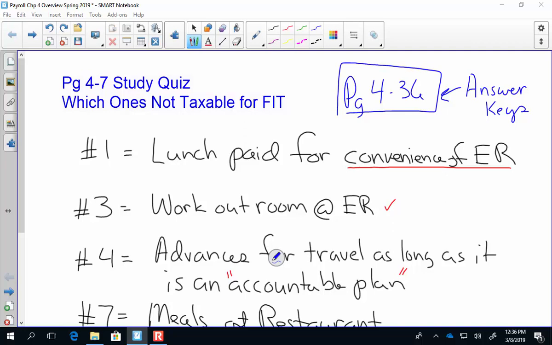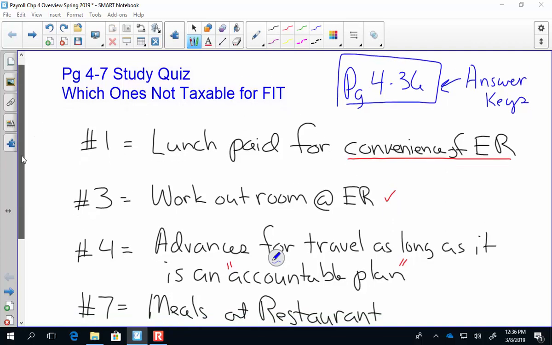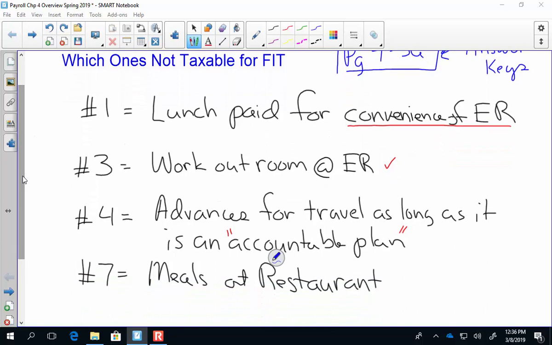Going forward here, I'll just have these for your notes. I'm not going to go through them, but if I go back to page 7 again, there are 7 types of benefits. These are the 4 that would not be subject to the tax.